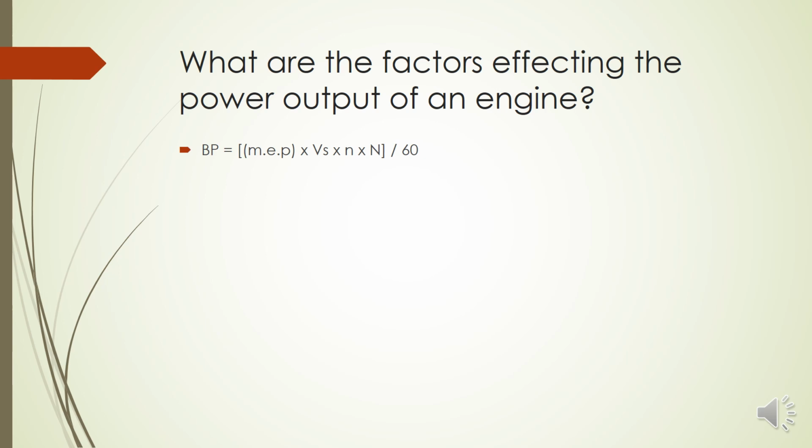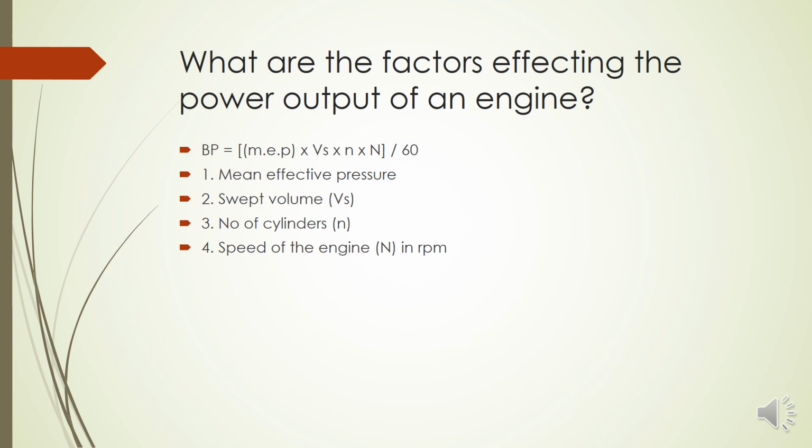The first factor is the mean effective pressure. The second one is the swept volume, which is nothing but the area of the cylinder into stroke length. The third one is the number of cylinders. And finally, we have the speed of the engine. You have an engine already, you have fabricated an engine, or already you are using an engine. So how are we going to increase the power? That is our next question. Already you have a fabricated engine with you, and you want to increase the power.